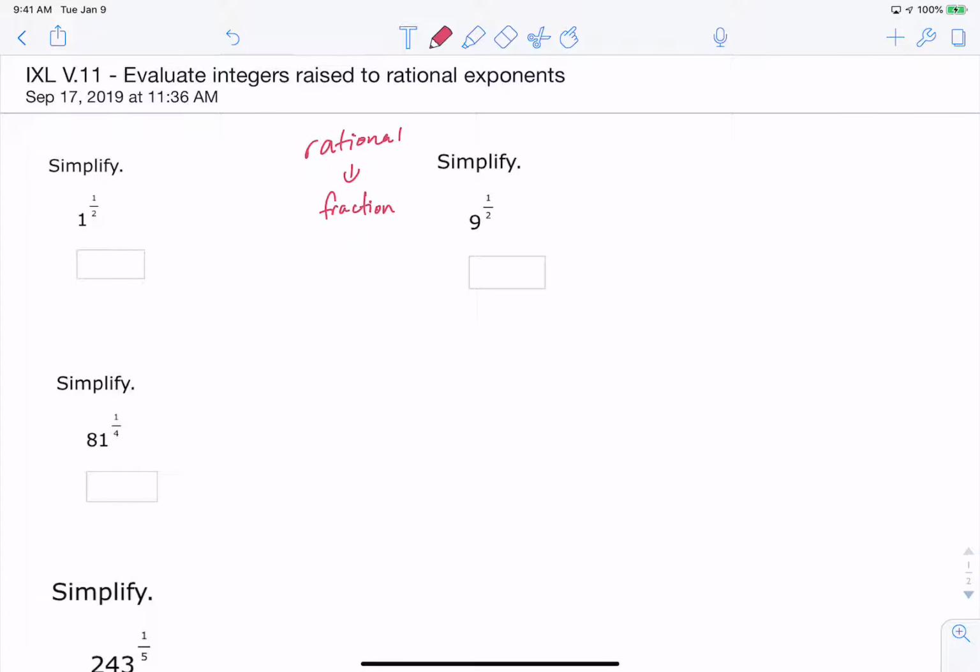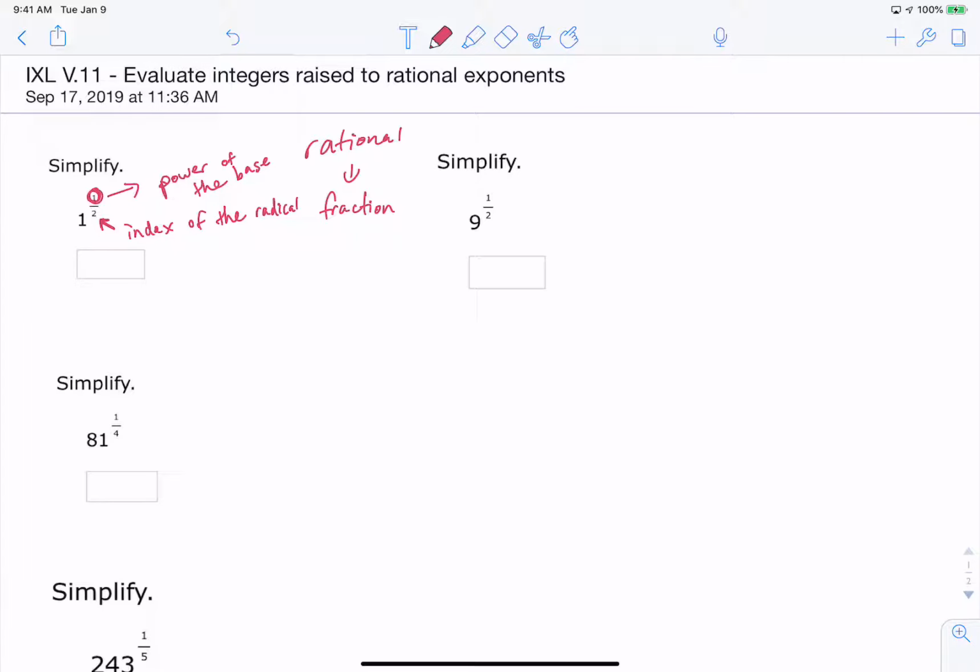All right, when we have the fractions, we need to remember that the numerator, we're going to put it in radical form. The numerator is going to be the power of the base. And the denominator is going to be the index of the radical.